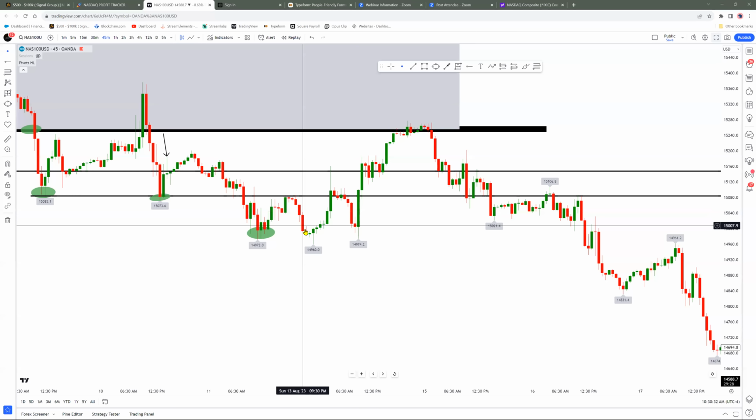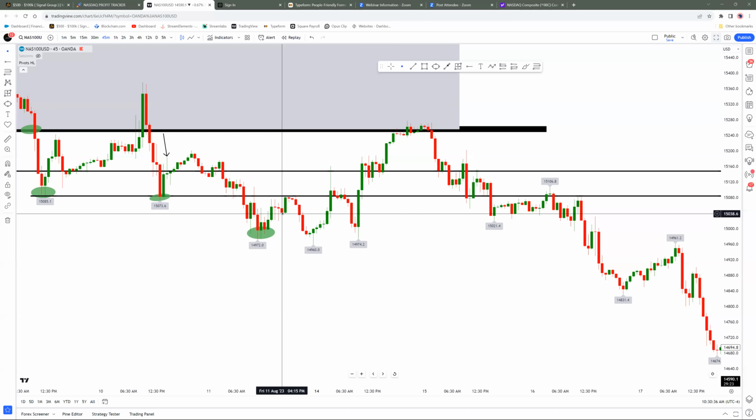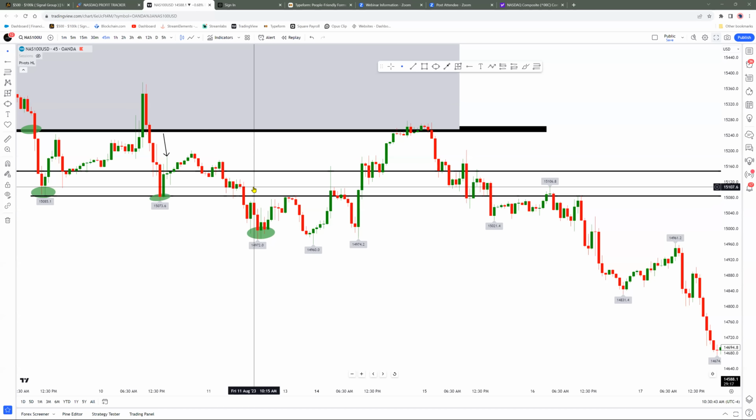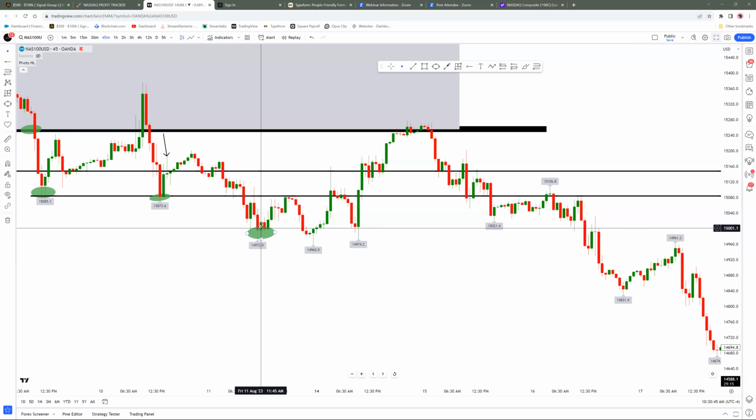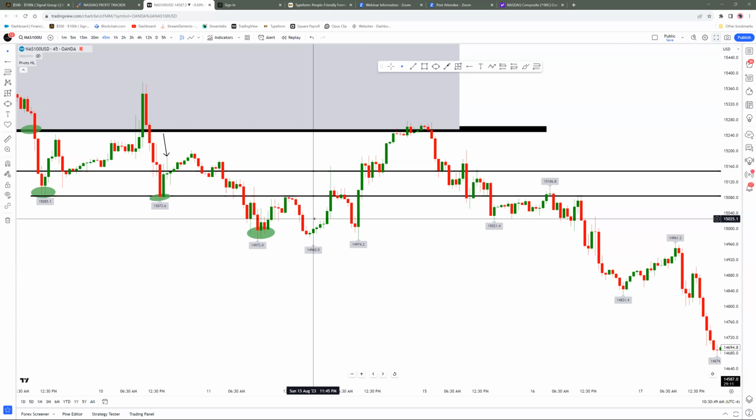I'm not going to explain in detail without confusing you, but let's say right around here. I'm in the wrong time right now. Okay, so 9:30, we have price pushing up. Price starts to push down. Price starts pushing up. Price starts pushing down. And it's just staying in this area.